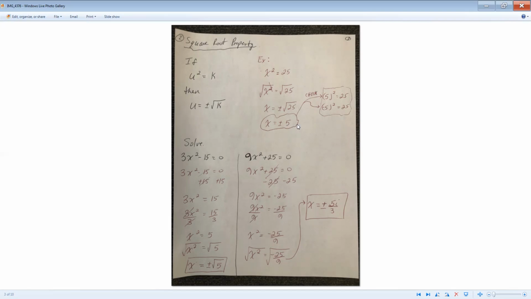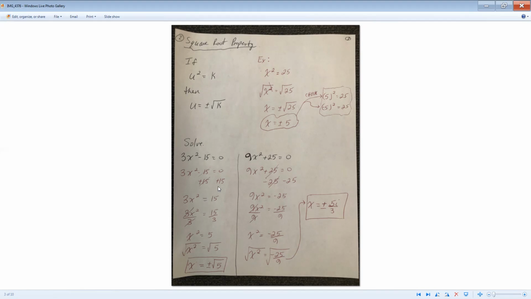So how does that work, or why does that work out? That's because 5 squared is 25 and negative 5 squared is 25. And that's the premise behind using the square root property. So whenever you take the square root of both sides of your equation, plus or minus has to be involved in some form. So here I have 3x squared minus 15 equal to 0.